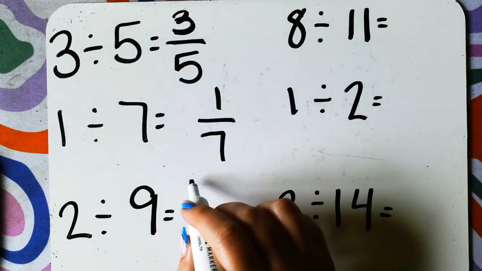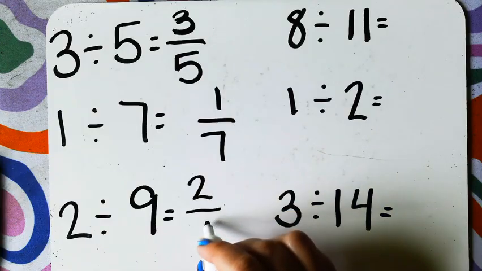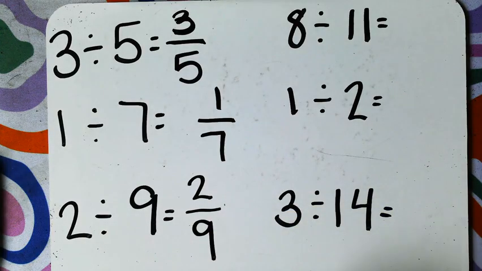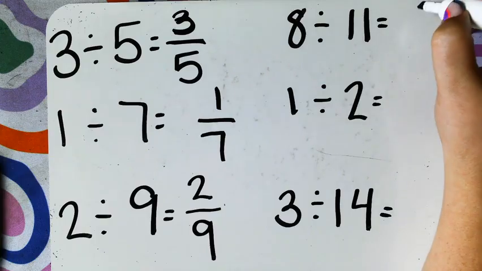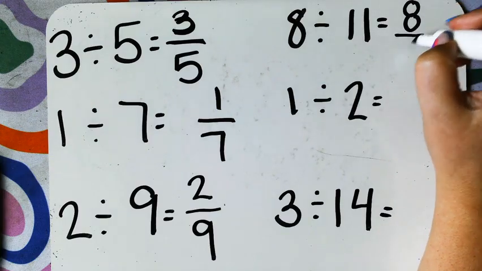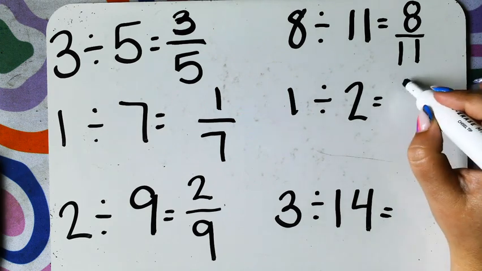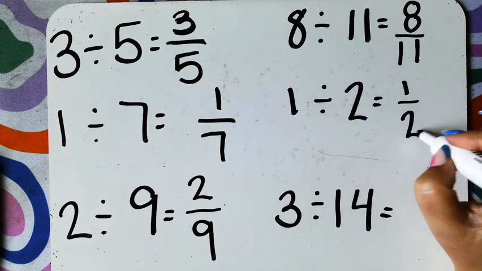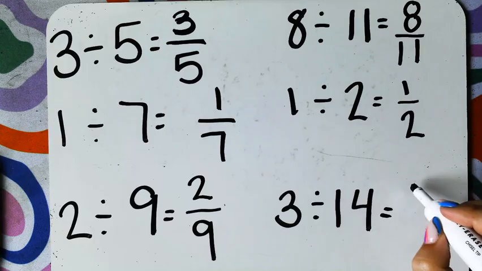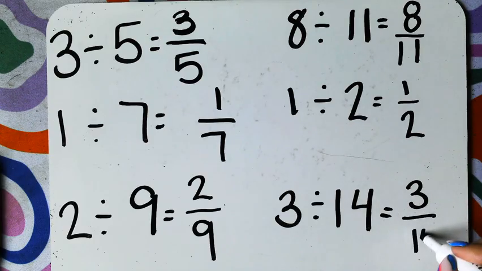For this one, I would write this as 2/9. For this one, we would make this 8/11. Next, we would have 1/2. And finally, we would have 3/14.